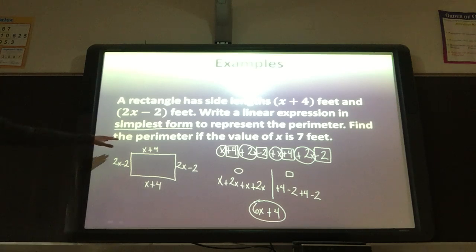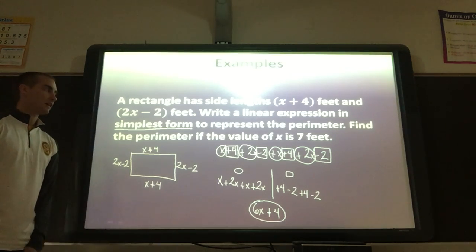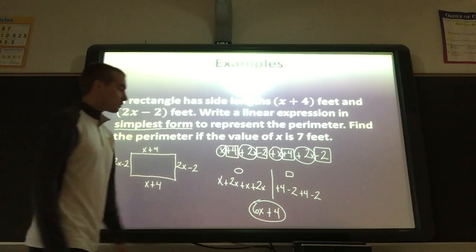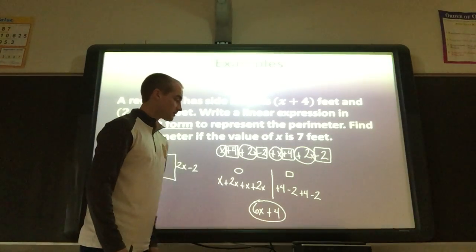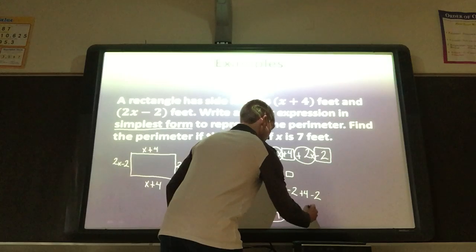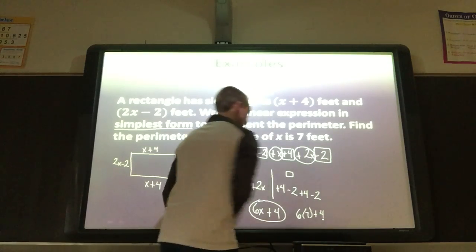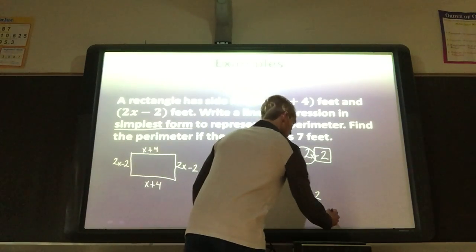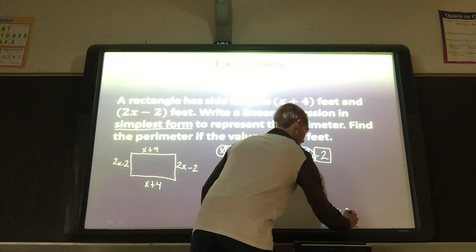And then the last thing it says to do is find the perimeter if the value of x is 7 feet. Well, we would just plug 7 in for x. So we would do 6 times 7, which is 42. And then 42 plus 4 would give us 46 feet.